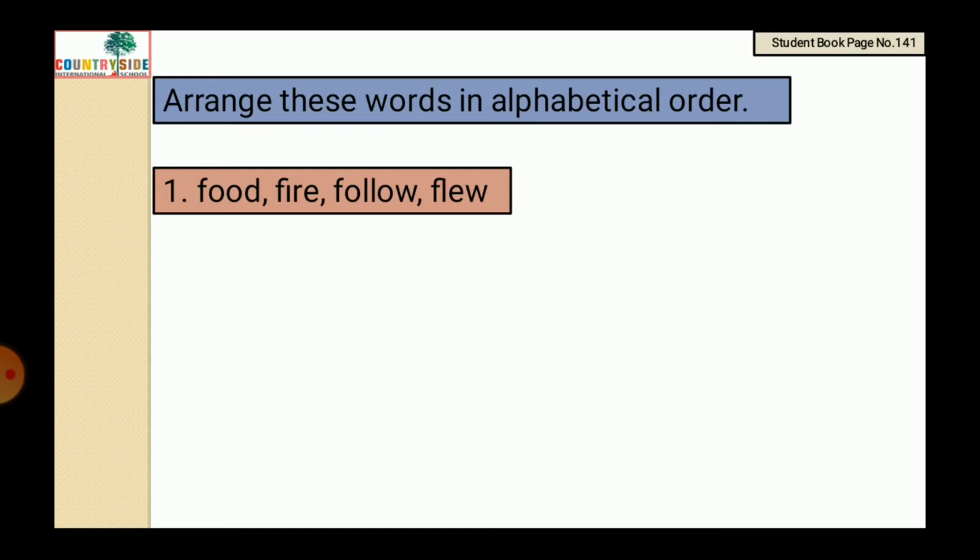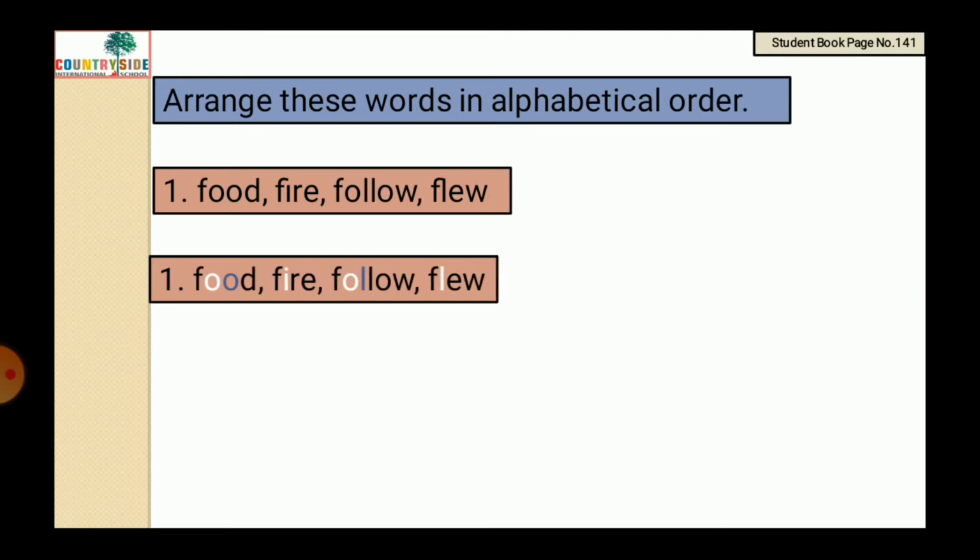Based on the same, we have a student book exercise on page number 141, which says, arrange these words in alphabetical order: food, fire, follow, flew. Since all the words are starting with the same letter F, we will look at the second letters of all the words. So the second letters of all the words are O, I, O, L.